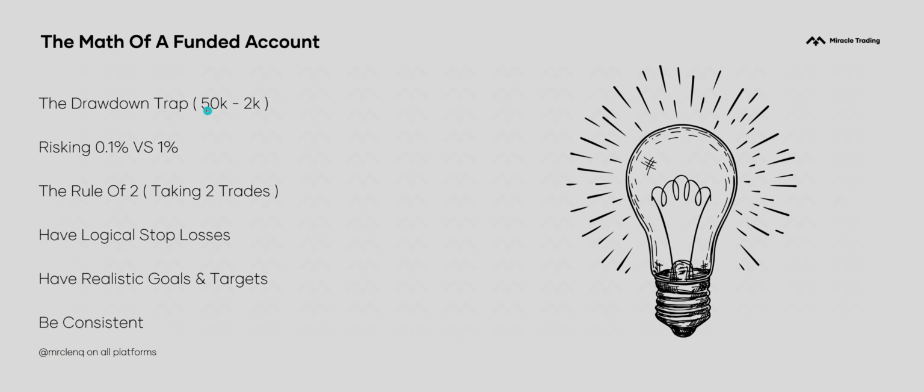So you have to be careful of how much you are risking. You're not going to be risking 1% of the 50K account, of the $50,000 that you're seeing. You're going to be risking based off the drawdown that you have. If you're going to be risking 10%, that is $200.